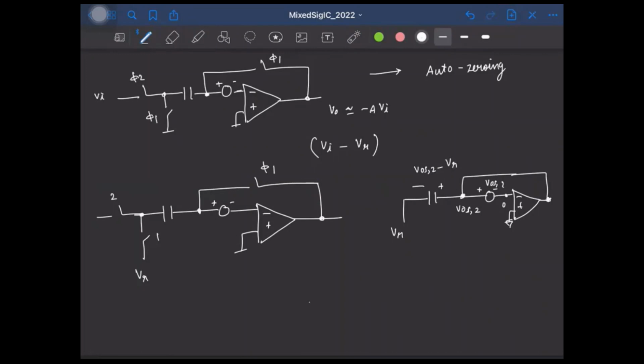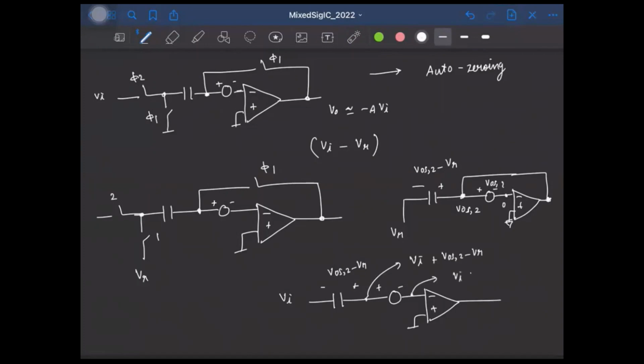So in the second phase, when we put the capacitor in series with the input, we have something like this. This is my input, and the capacitor here was charged to VOS2 minus VR. So this voltage will be Vi plus VOS2 minus VR, and then plus VOS2 because this is the offset. So this is essentially equal to Vi minus VR. So the output of the op amp will be minus A times Vi minus VR.